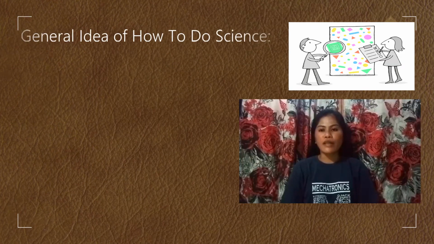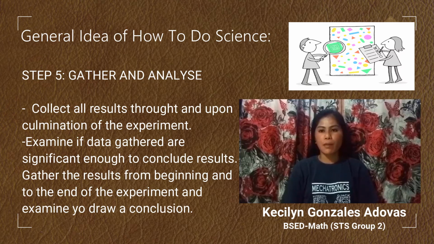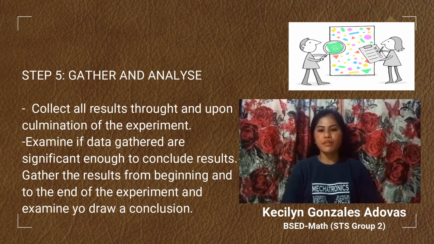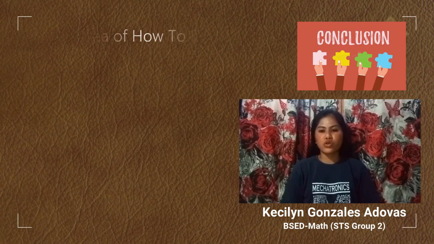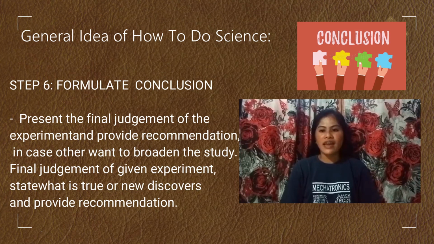Step 5. Gather and analyze. Collect all results throughout and upon completion of the experiment. Examine if the data gathered are significant enough to conclude a result. Or gather the results from the beginning to the end of the experiment and examine if the data is enough to draw a conclusion. The sixth step is to formulate a conclusion. Present the final judgment of the experiment, and provide recommendations in case others want to broaden the study. State what is true or newly discovered, and provide recommendations.